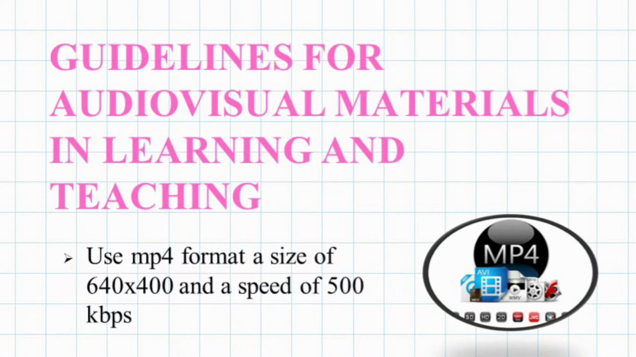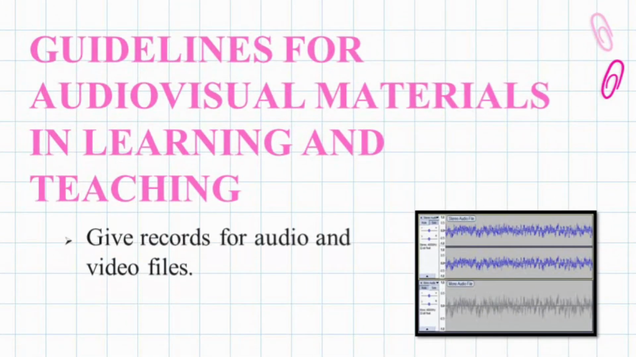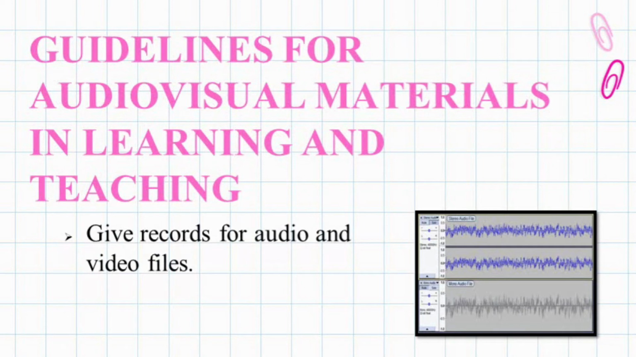Use MP4 format, a size of 640 by 400, and the speed of 500 kbps. MP4 is mainly a video format that is used to store video and audio data. It can also store images and subtitles. It gives records for audio and video files.